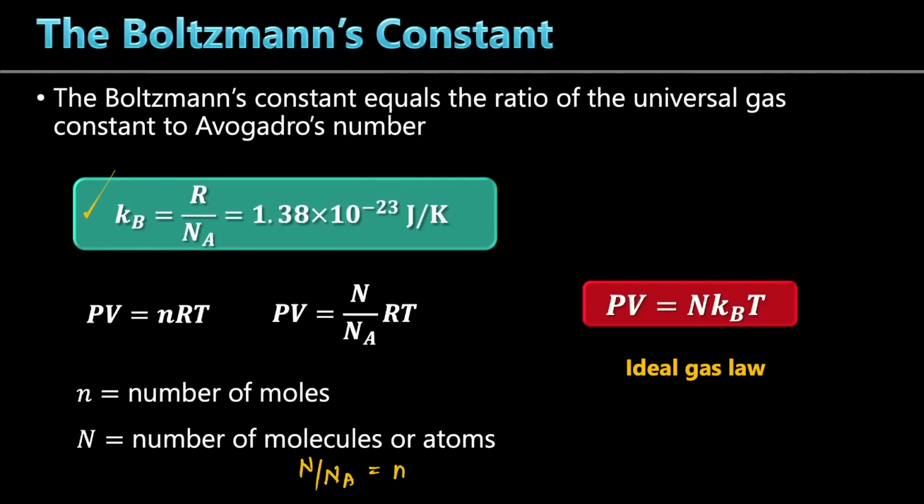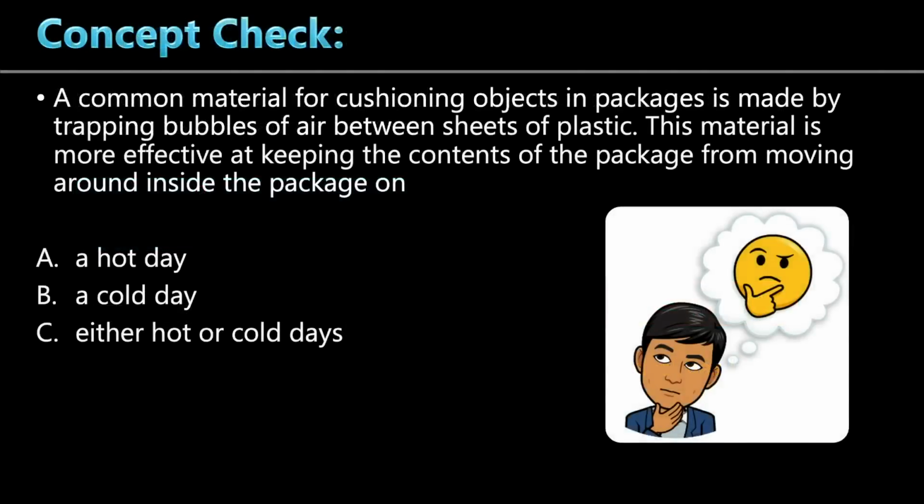Now, let us have a concept check. A common material for cushioning objects in packages is made by trapping bubbles of air between sheets of plastic. Kapag ikaw ay nag-order sa Lazada, yung order mo darating na naka-bubble wrap. Bakit naka-bubble wrap yung parcel? Of course, para ma-prevent yung halimbawa pagkabasag or pagkasira ng item habang siya ay itinatravel, 'di ba?